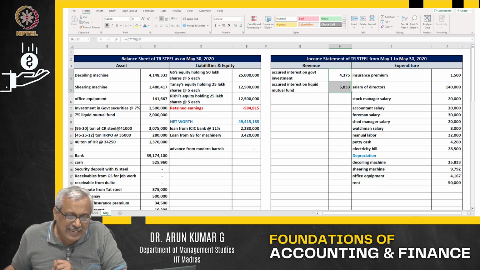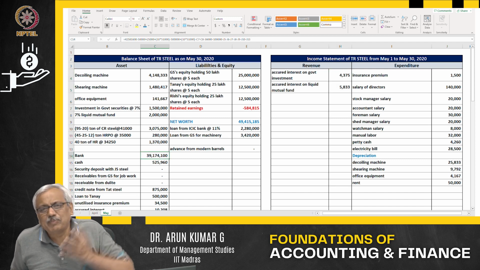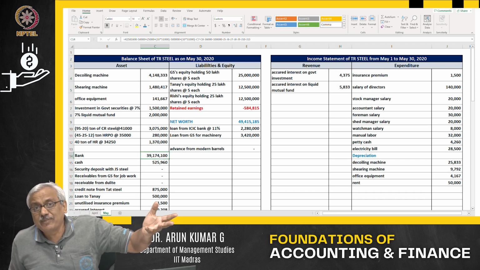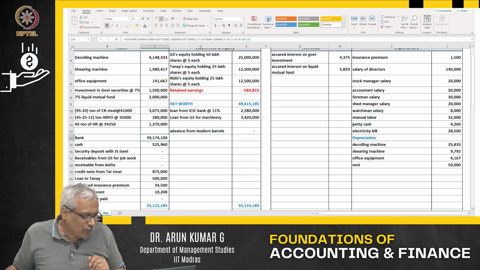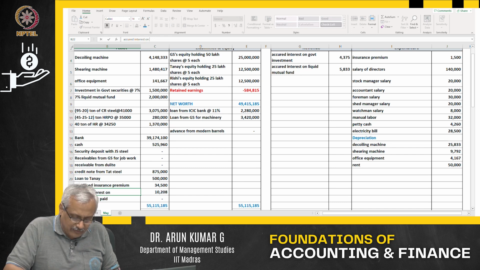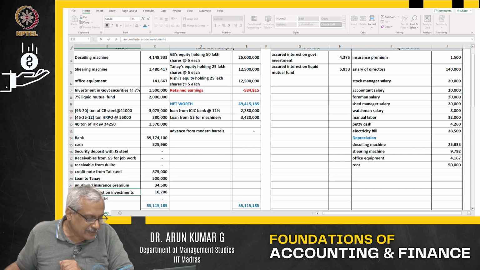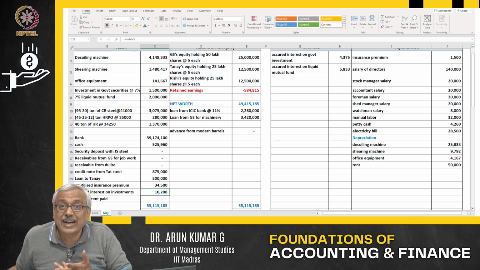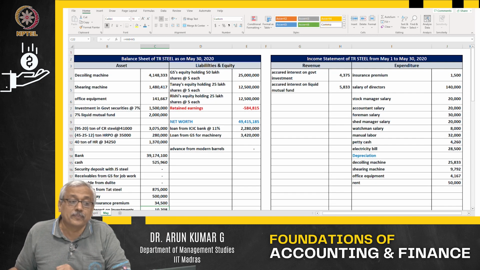This is the interest that has accrued. Have I received it? If I had received it, my bank balance would increase. Because I am eligible to receive it, what happens? It is an accrued interest on investment. I will write on investments. This is eligible to receive asset, my money with them.